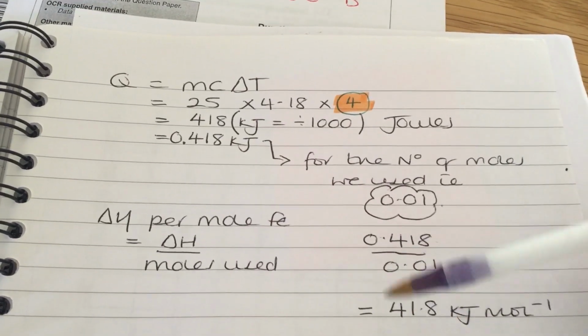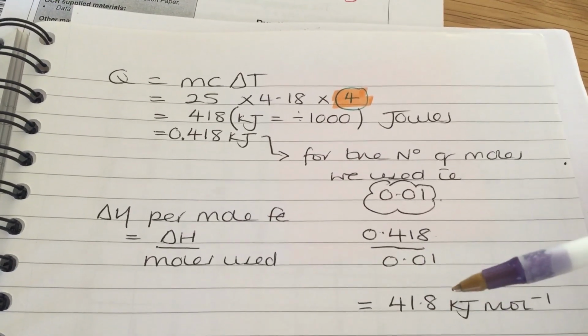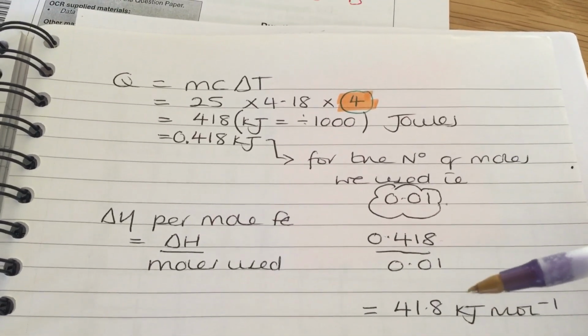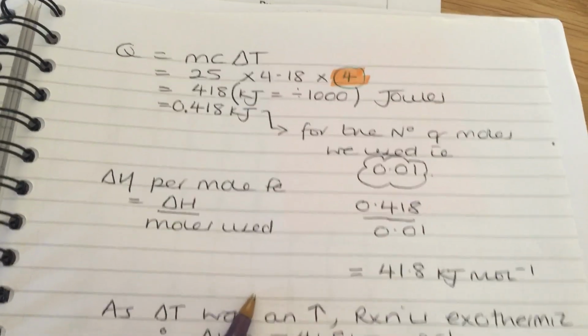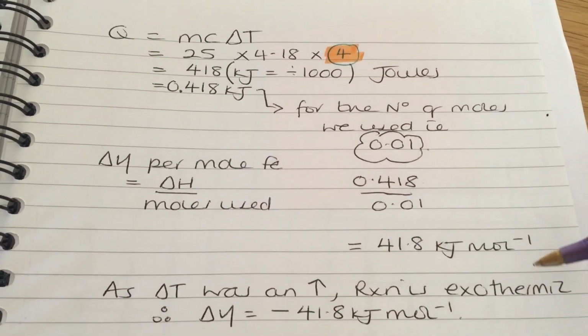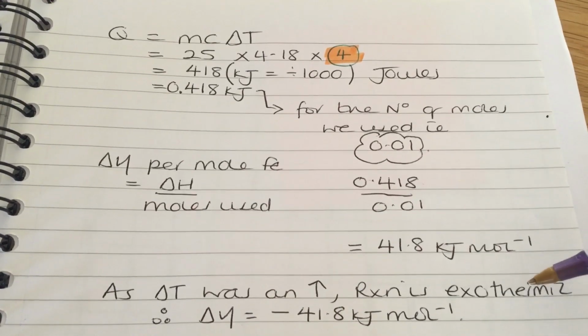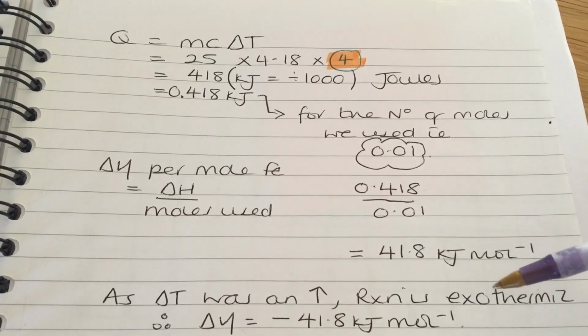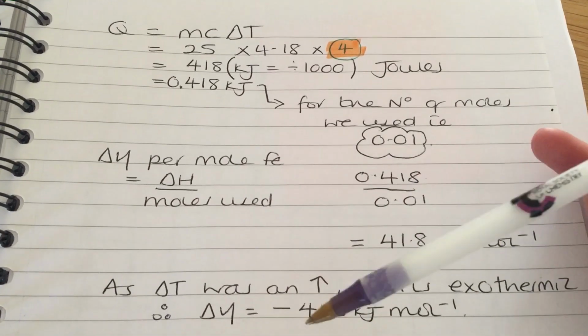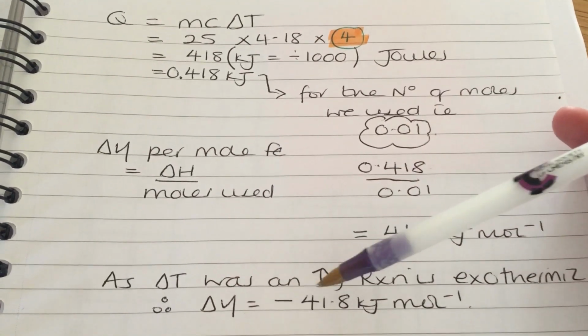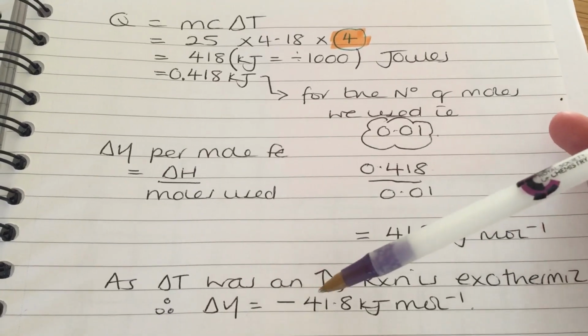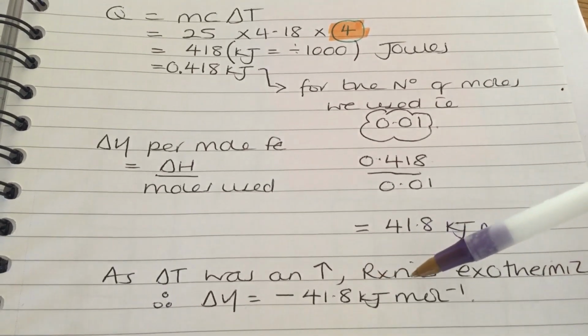Now this here represents the number that is important, but in addition to the number, the sign is also significant. So as ΔT was an increase, the reaction is therefore exothermic. And because we've got an exothermic reaction, we know that exothermic reactions have a negative sign, and therefore our ΔH is going to be minus 41.8 kilojoules per mole.